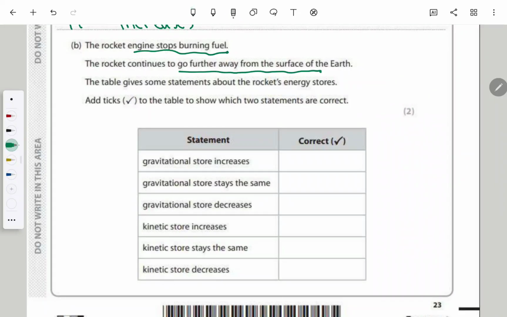So let's look at the options right here. Gravitational store increases, yes. The gravitational store stays the same, no, because it says right here it goes further away from the surface of Earth, which means it's still going upwards, so it doesn't stay the same. Gravitational store decreases, impossible. Kinetic store increases, no, because it's not burning fuel anymore, so it's not getting faster. It's quite the opposite. Stays the same, no, because it stopped burning fuel, so it has to start slowing down. So the right answer is the kinetic store decreases.